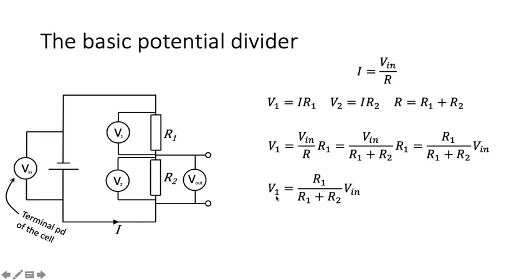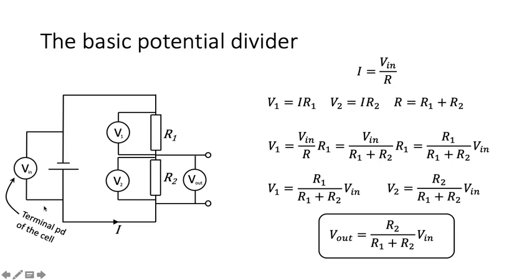So in other words, V1, the potential difference across resistor 1, equals the resistance of resistor 1 divided by the total resistance, multiplied by the terminal PD. Same for V2. And therefore, since V2 is V out, this is the equation that gives you the relationship between V out and V in. And it's a simple enough equation because it just says that the output voltage, the output potential difference, is the resistance of the resistor across which you're tapping divided by the total resistance, which makes it a percentage or a fraction of the input voltage.